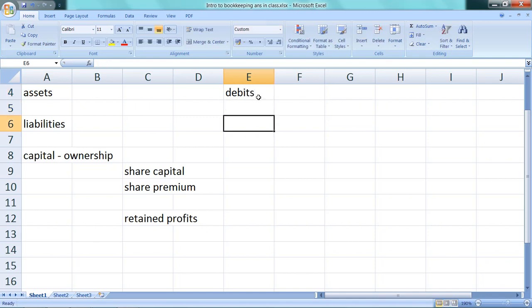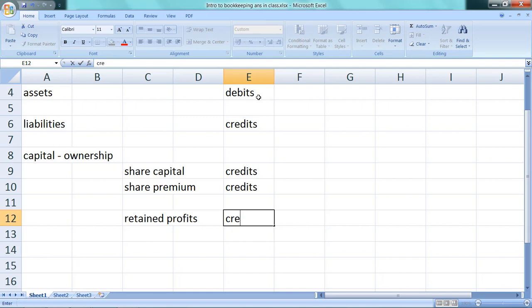So assets are debits, liabilities are credits, share capital is a credit balance, share premium is a credit balance, this retained profit figure is a credit balance as well. What my balance sheet, or my statement of financial position, does is basically say debits equals credits. Depending upon whether you're using a UK format or an international format, that just changes the order of this organisation. That's it.